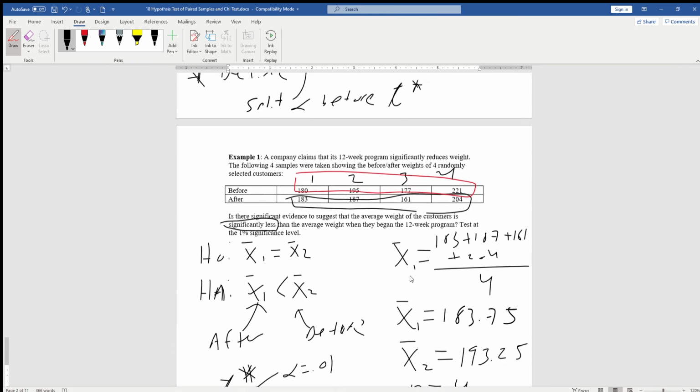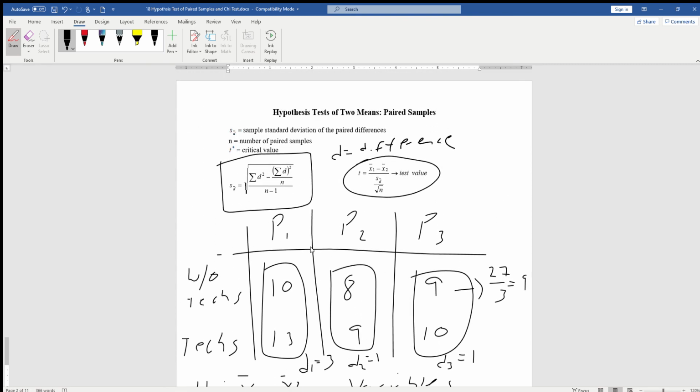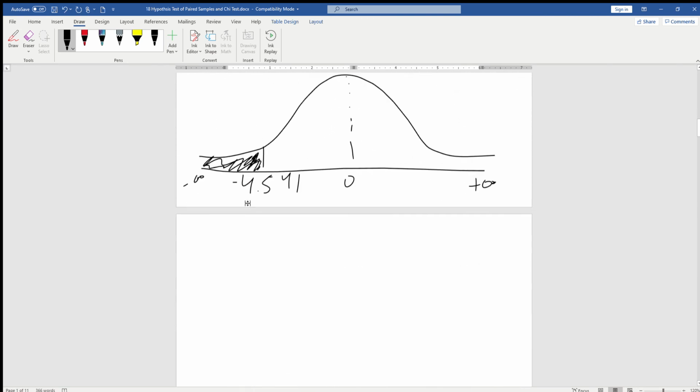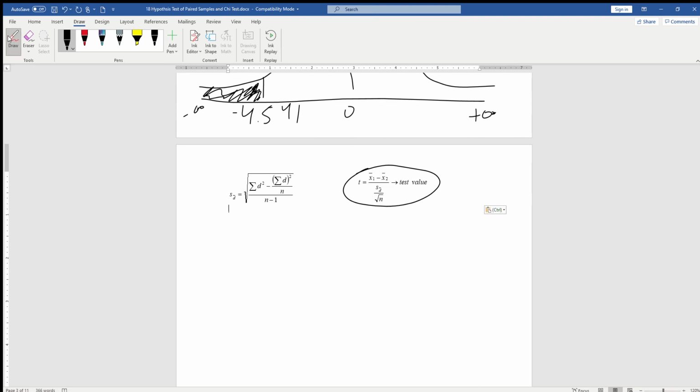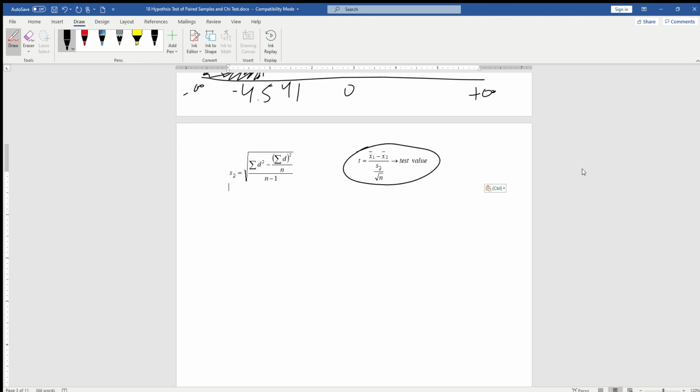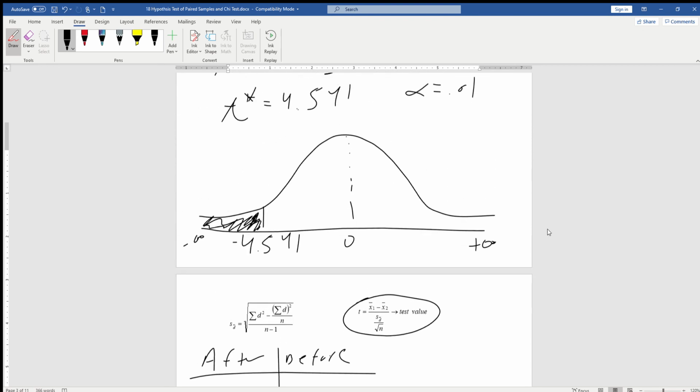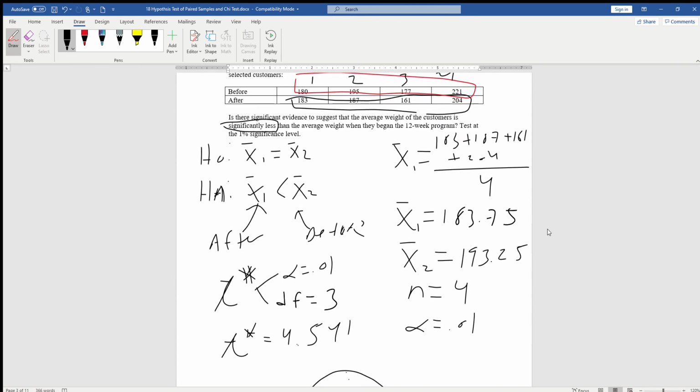Since it's the first time we've done this, I'm going to copy and paste the 2 values that we need. So we need this SD bar and we need the test value T. Now, before we can get SD bar, we actually have to find the differences. All right, so I'm going to make a chart. Remember, we had the after and then we had the before weights. I'm just going to copy those down in a vertical fashion, and I might have to bounce back and forth.